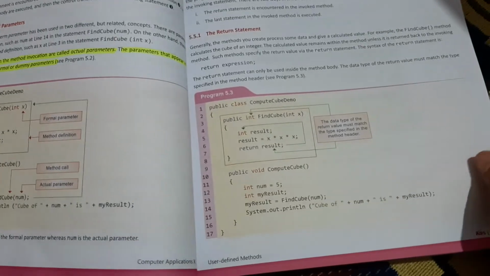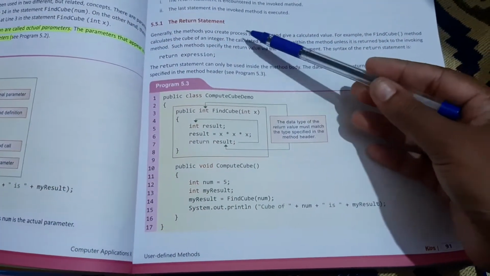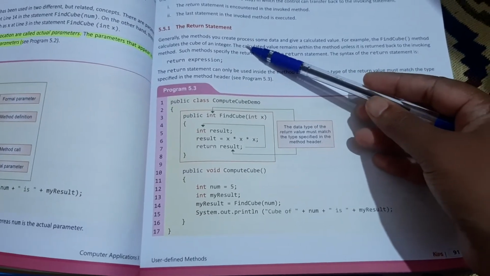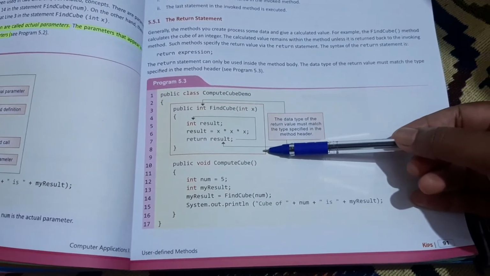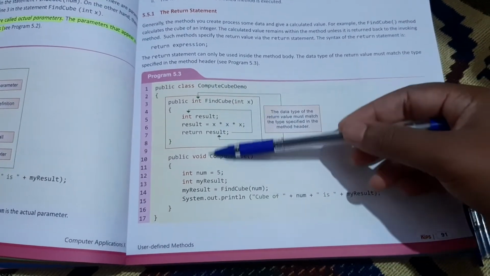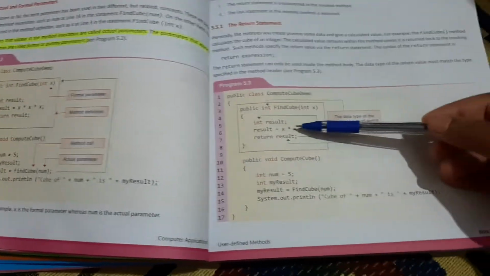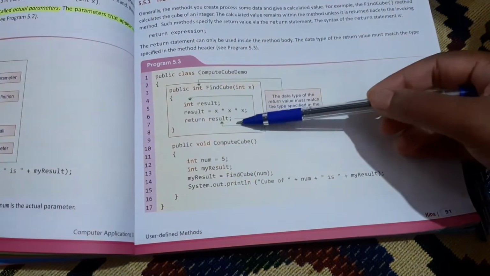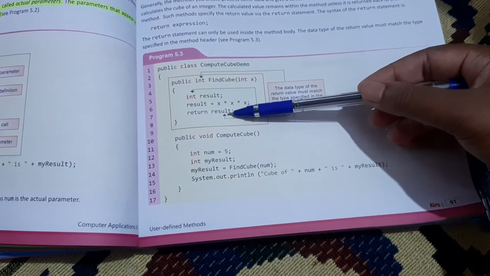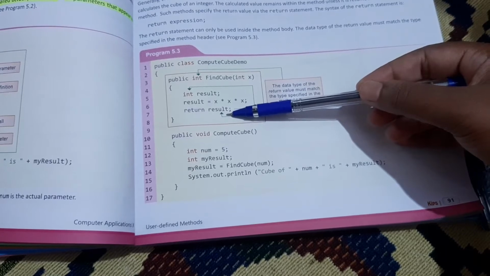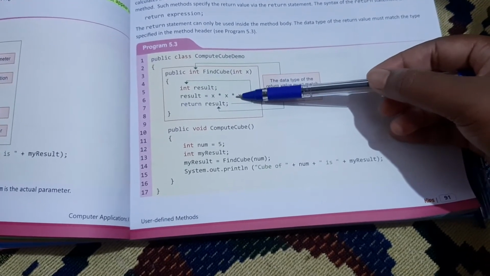The next is the return statement. What is the function of the word return? Return is a keyword that is used to return a value. Now we have a return program here. If you see, the two programs are almost similar, but here we are returning the value. What is the exact answer that we are going to get? It is the value of result. That means it will find the cube of this.